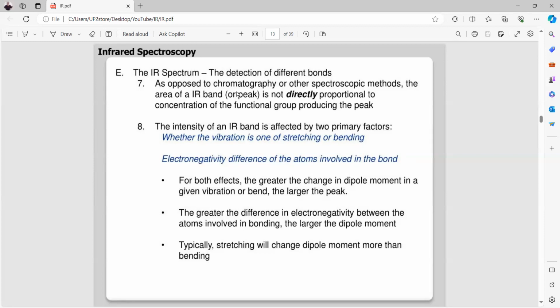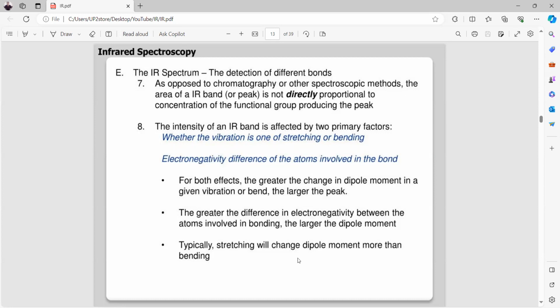As opposed to chromatography or other spectroscopic methods, the area of an IR band or peak is not directly proportional to the concentration of the functional group producing the peak. The intensity of an IR band is affected by two primary factors: whether the vibration is one of stretching or bending, and the electronegativity difference of the atoms involved in the bond. For both effects, the greater the change in dipole moment in a given vibration or bending, the larger the peak. The greater the difference in electronegativity between the atoms involved in bonding, the larger the dipole moment.